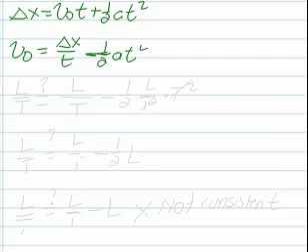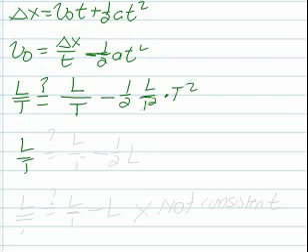So we're going to sub in from the previous example. v0 is L divided by t. Is it equal to delta x, L divided by t, minus 1/2 times L over t squared times t squared? Time to shrink it down. L over t, does it equal L over t minus 1/2 L over t squared times t squared, which is 1/2 L.